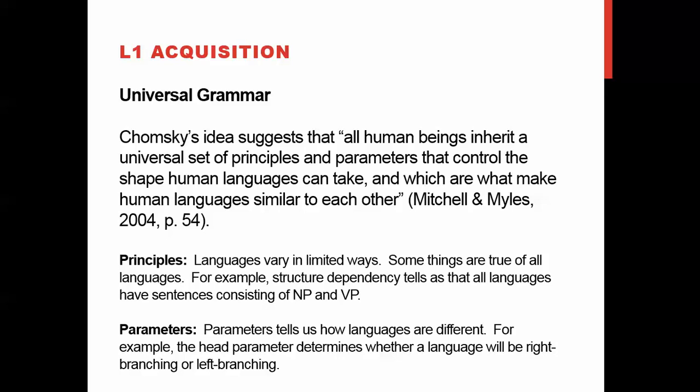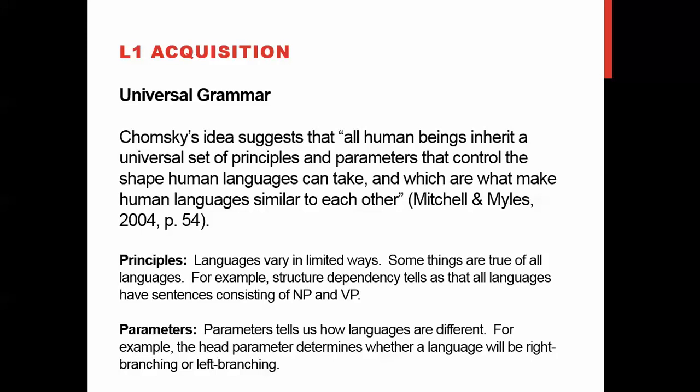Now there are also parameters, and the parameters are the areas in which languages differ. So parameters tell us how languages are different. For example, there's a parameter called the head parameter, and the head parameter determines whether a language will be a right branching language or a left branching language. And this is how languages then become different.